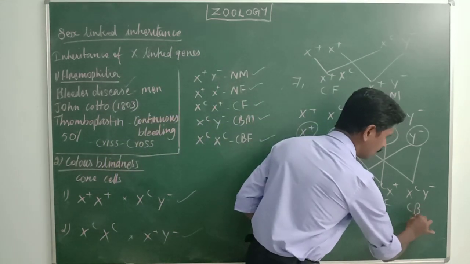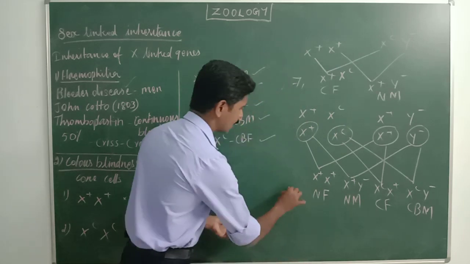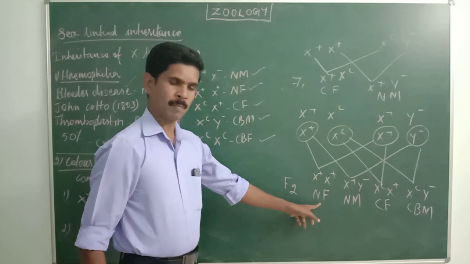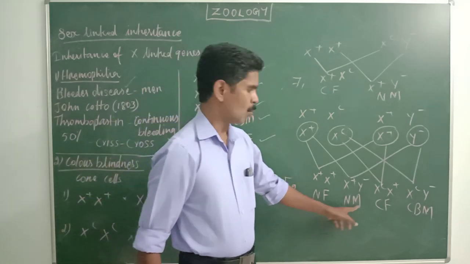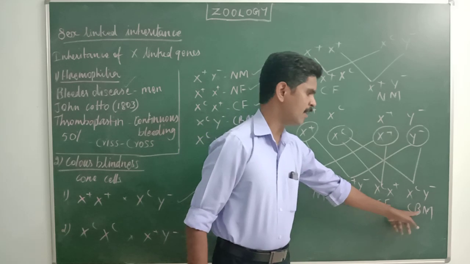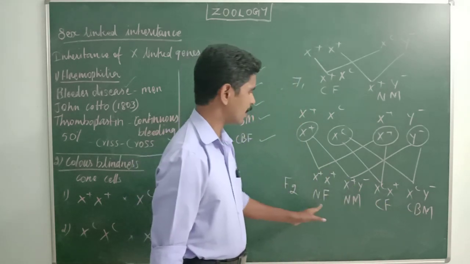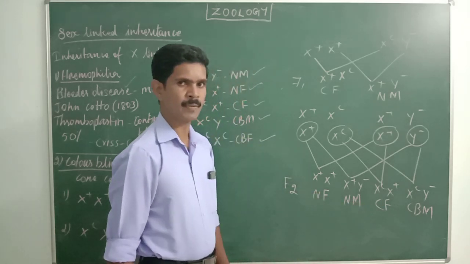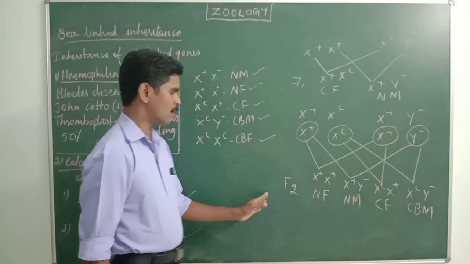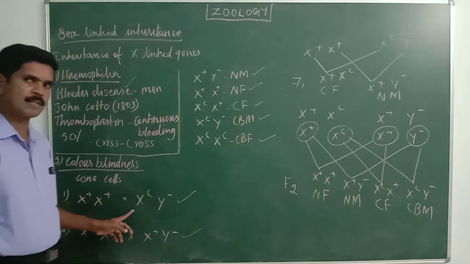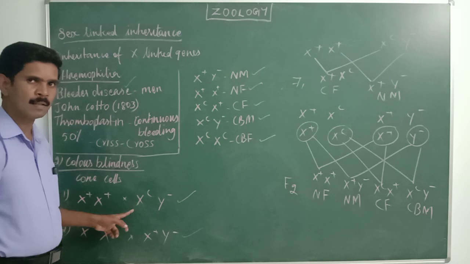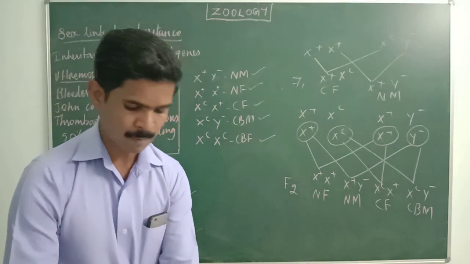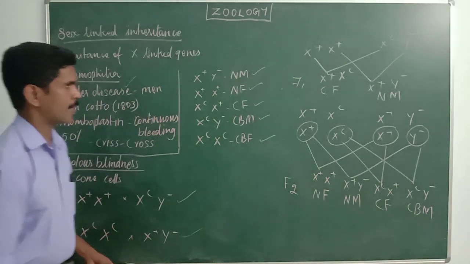So in the second generation, the F2 generation, what are we getting? One normal female, one normal male, one carrier female, one colorblind male. We are getting the next generation in this ratio. Hope you understood this one. So this is the first type of marriage for transferring the disease, colorblindness. Now we are going to study the second type of marriage.